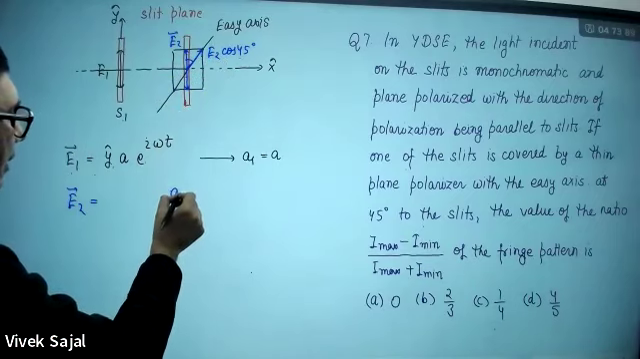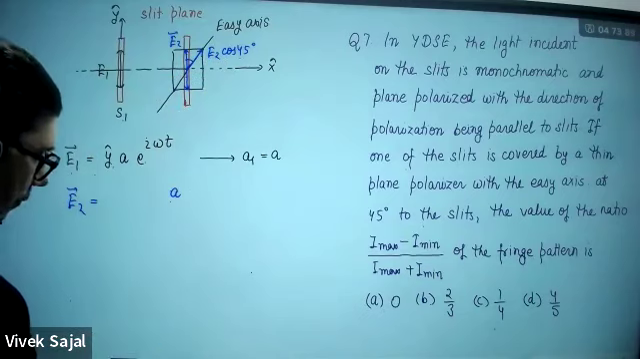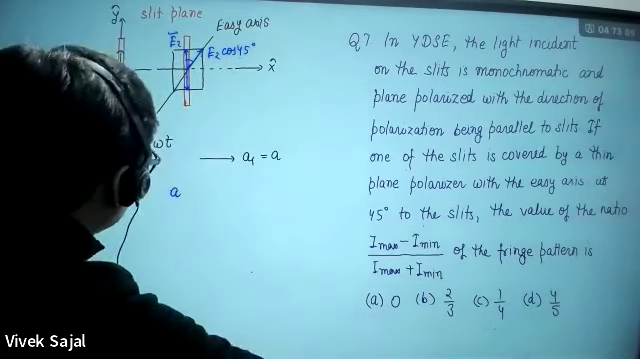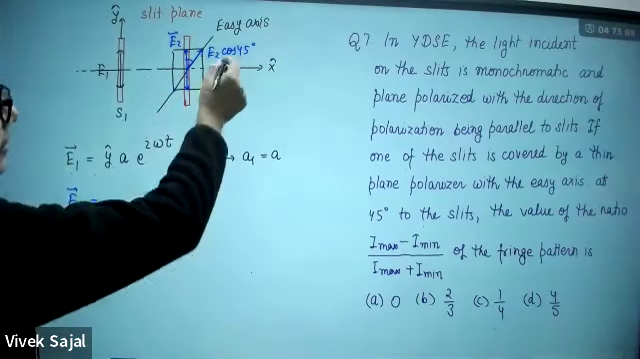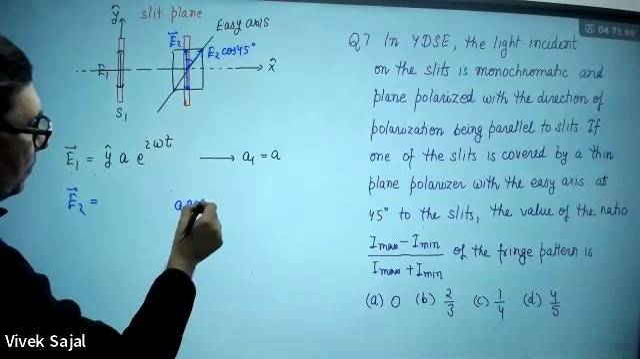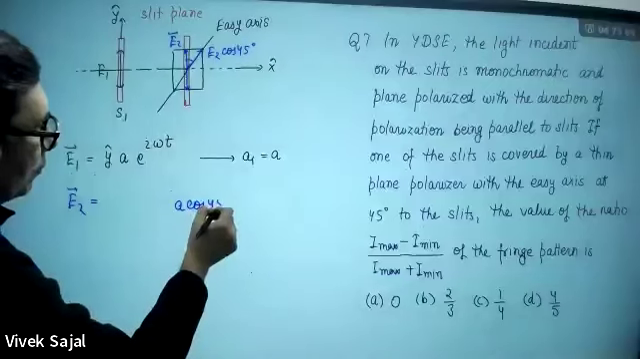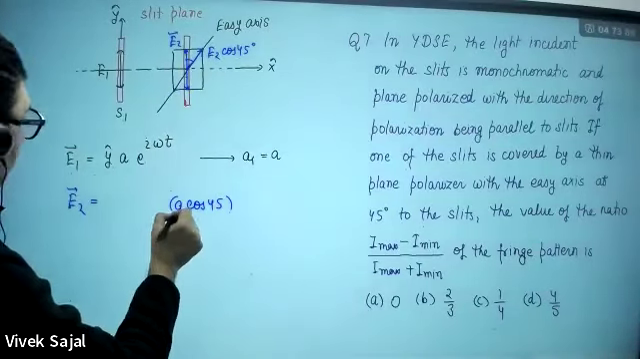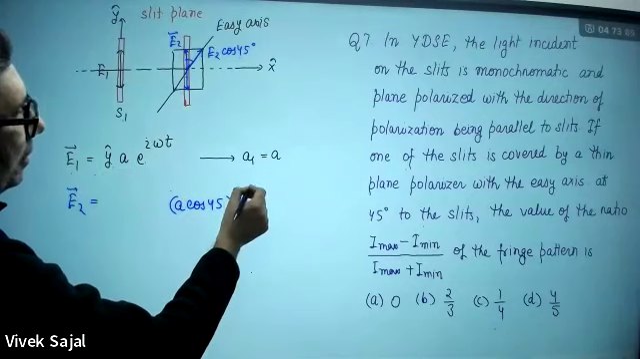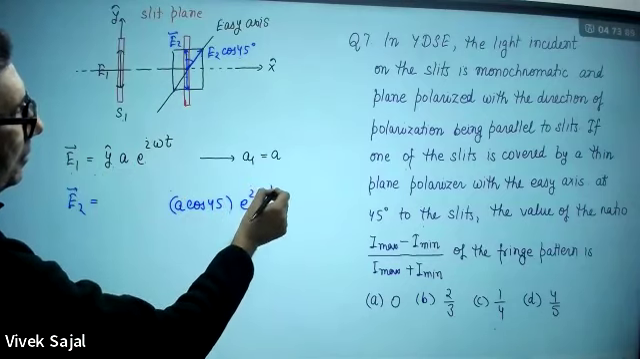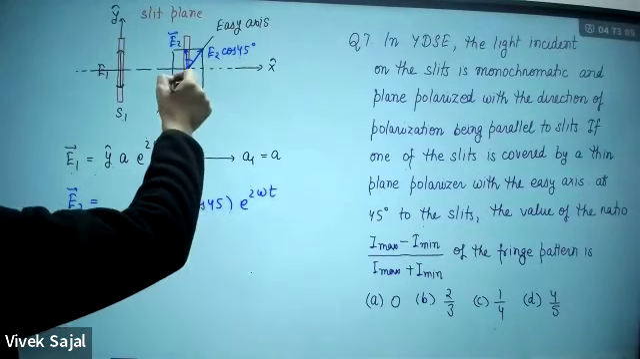This will be A cos 45. You can write. So this will be A, and this cos 45 is here. This component will pass. Okay? A cos 45 e to the power iota omega t will be there, along this direction.